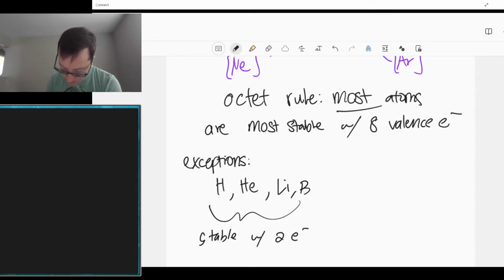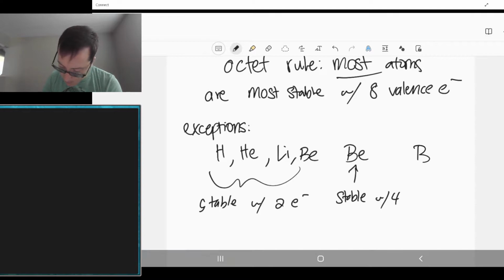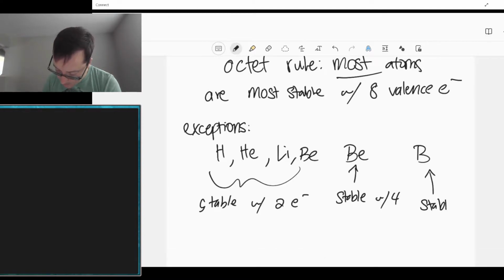And we could even say beryllium too. They're stable with two valence electrons, just the 1s electron. So lithium will lose its 2s electron and become 1s2 as its configuration. These are all stable elements with two electrons around them. Beryllium is also stable with 4, and then boron is stable with 6 valence electrons. So these are the exceptions, and they're all the first 5 elements.